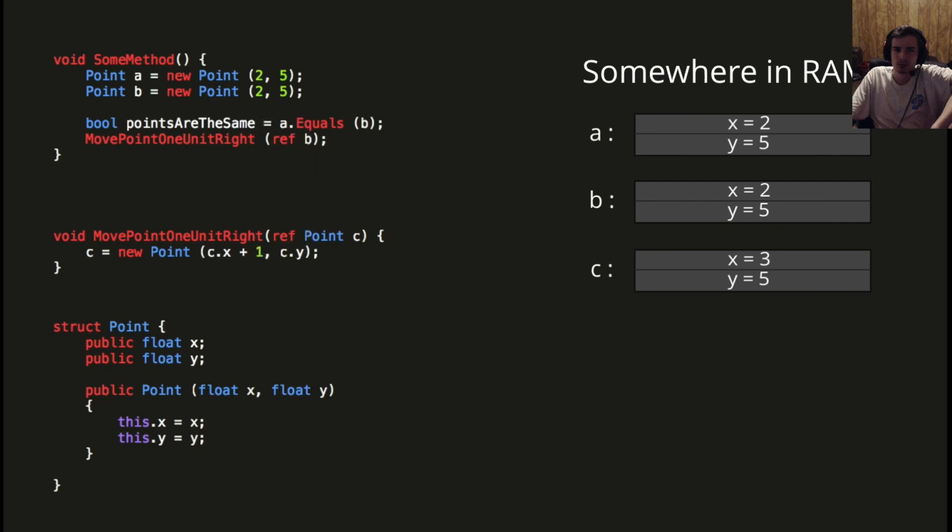Using the same example of moving a point 1 unit right, it doesn't matter what we do inside the method, we won't be able to affect the original variable unless we use the ref or out keywords, in which case, just like with reference types, any modification to the variable inside the method will also modify the original variable outside the method. So that hopefully gives you a good idea of how value types behave.